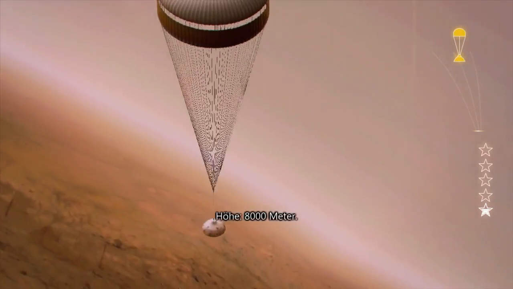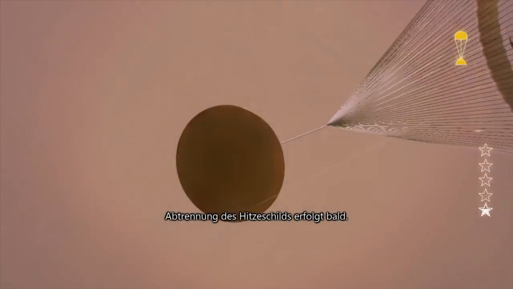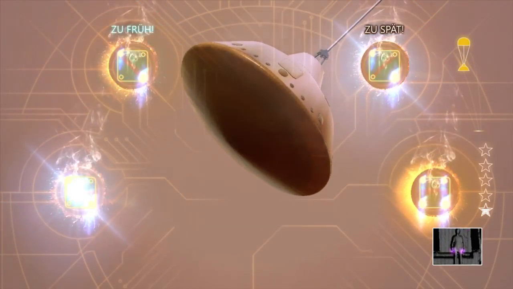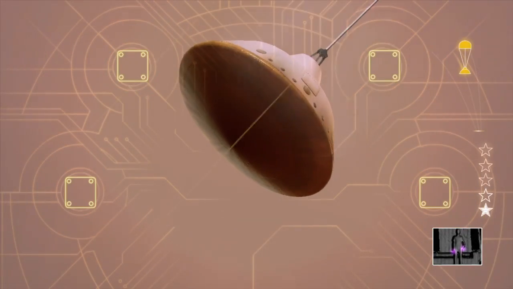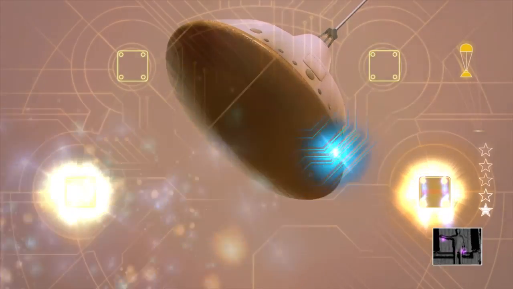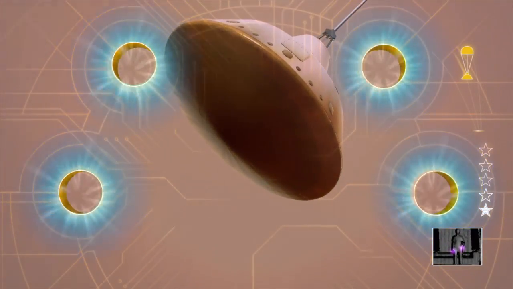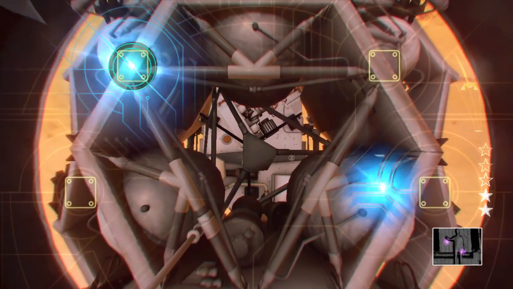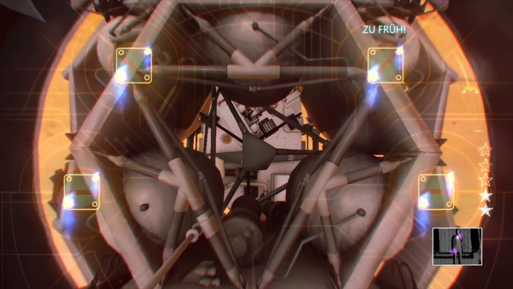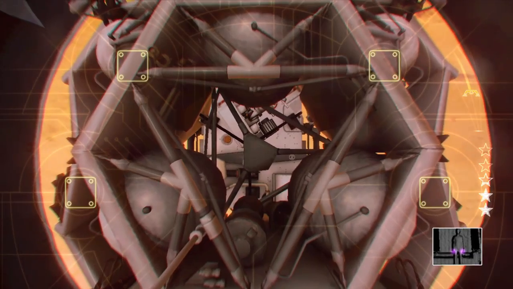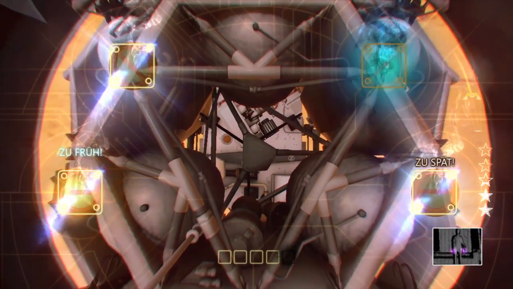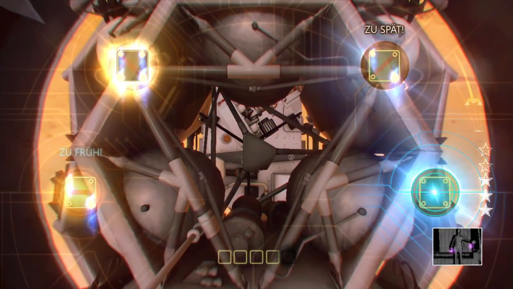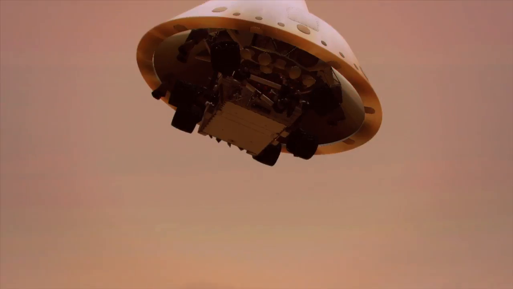Parachute deployed. Altitude, 8,000 meters. Stand by for heat shield separation. Heat shield separation successful. Prepare for back shell separation. Back shell separation.